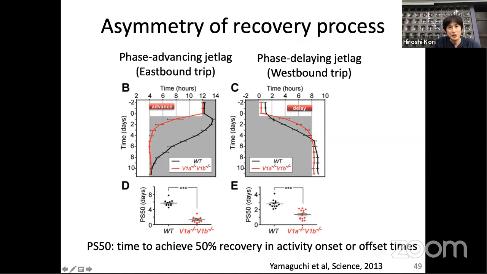In the case of phase delaying jet lag, the recovery is pretty quick. Here I show the PS50, the time to achieve 50% recovery in activity onset or offset times. Basically from here to here. It looks like about 5 or 6 days, right? So this is 5 days. And in the case of phase delaying jet lag, the recovery time is about 3 days. So the eastbound trip is much harder, much slower.